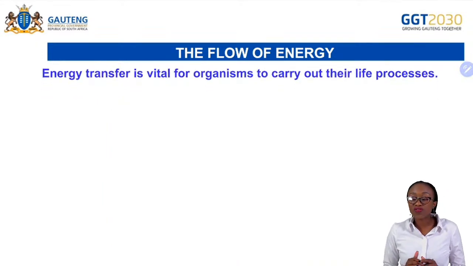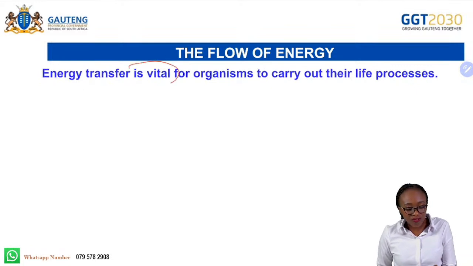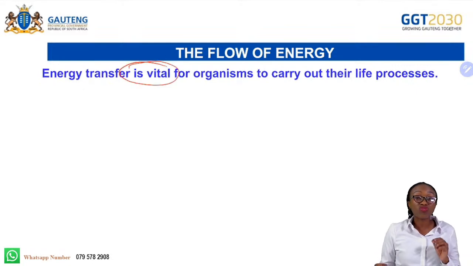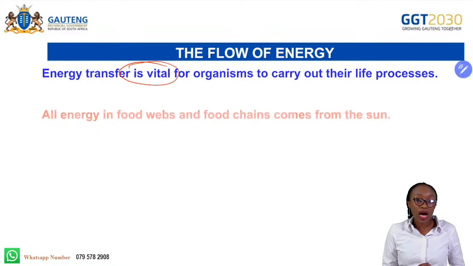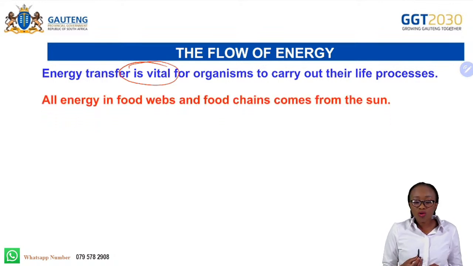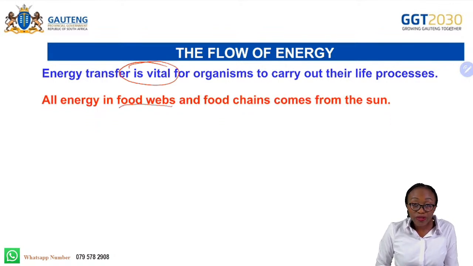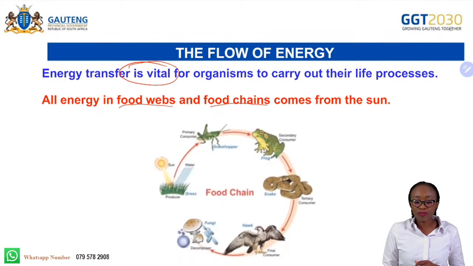So energy transfer, we have figured out that it is vital. Vital means it is very important to carry out life processes. So all the energy in food webs and food chains comes from the sun. It is the ultimate energy source.